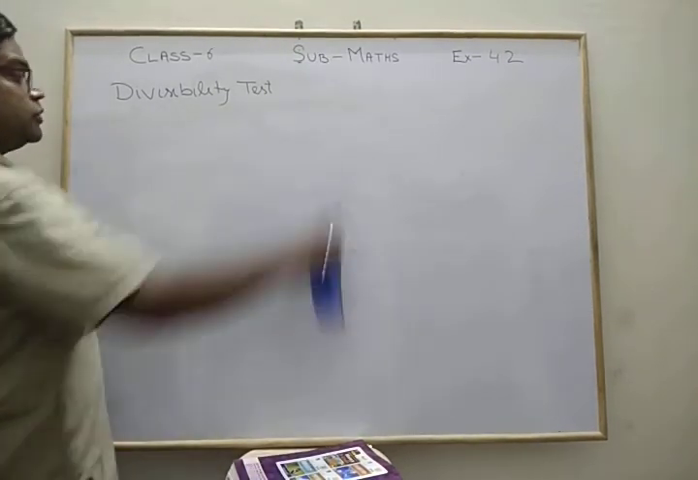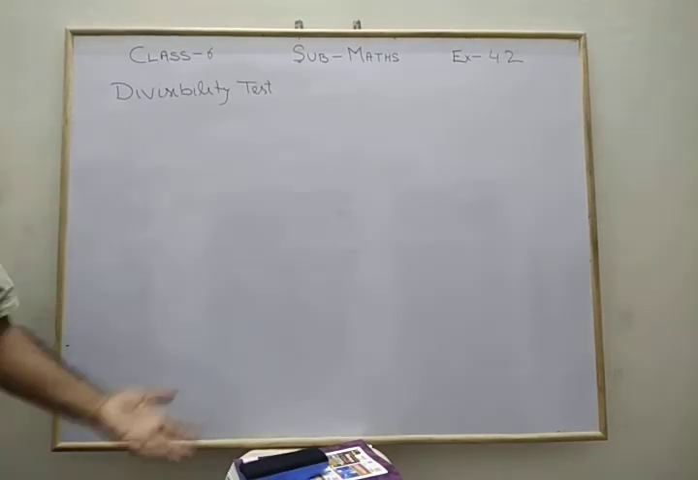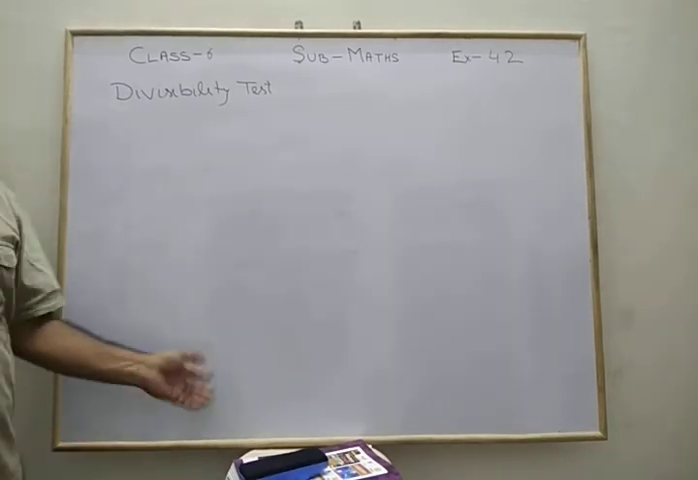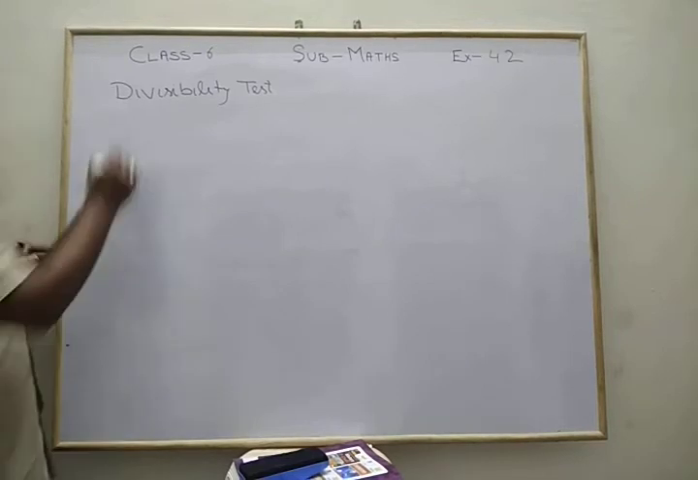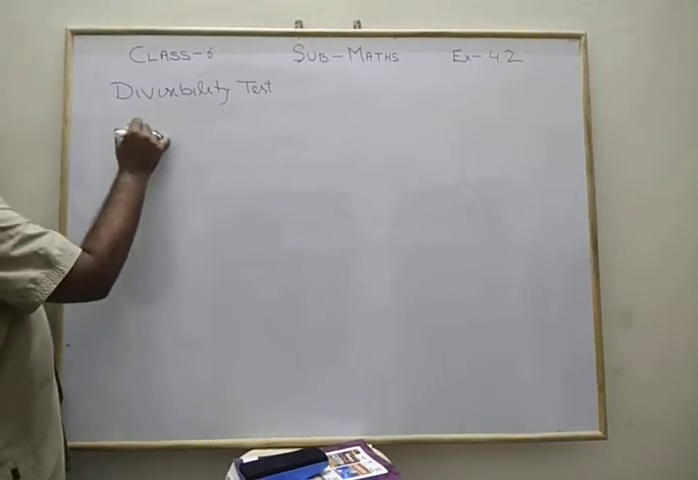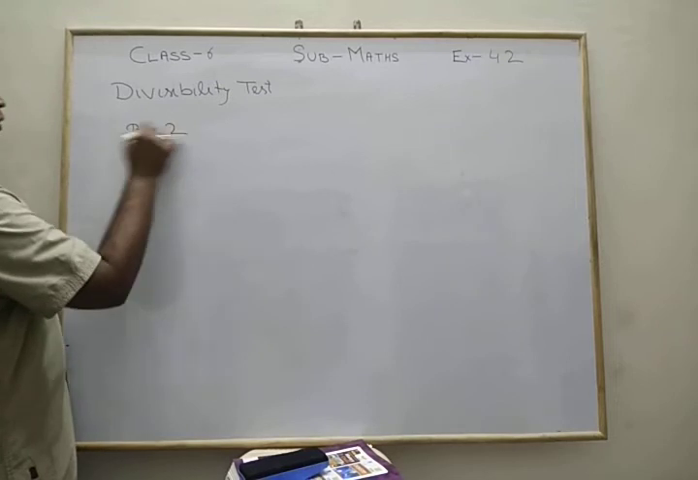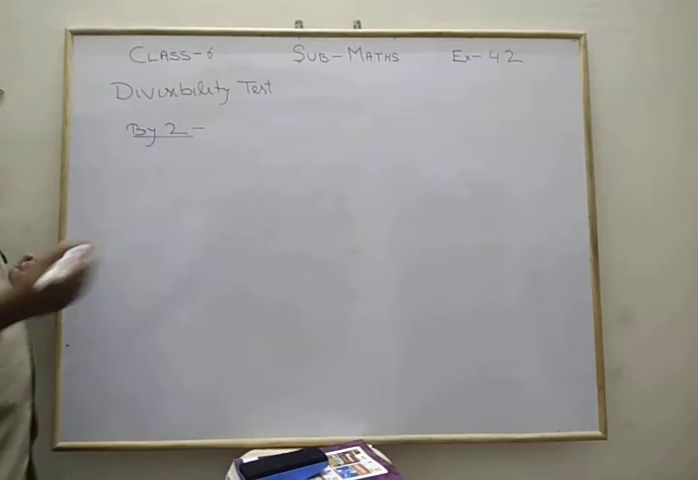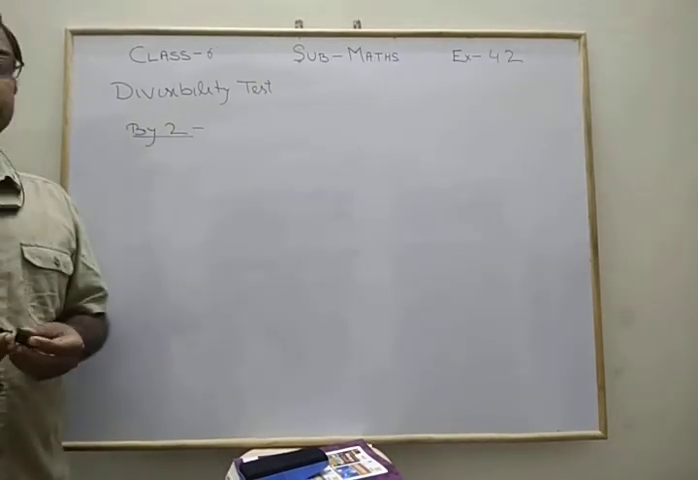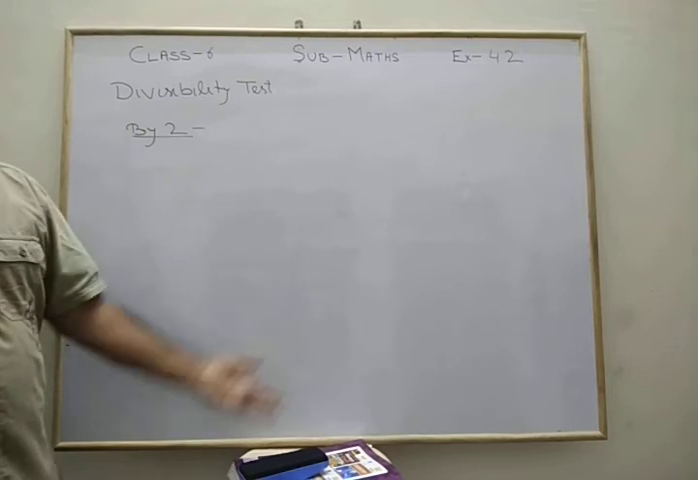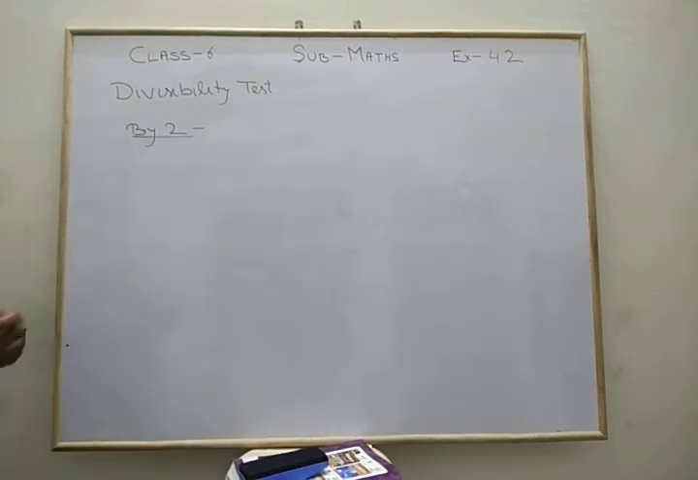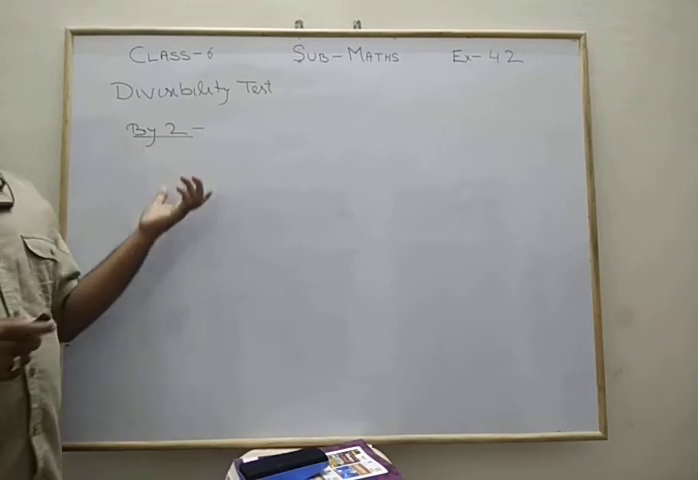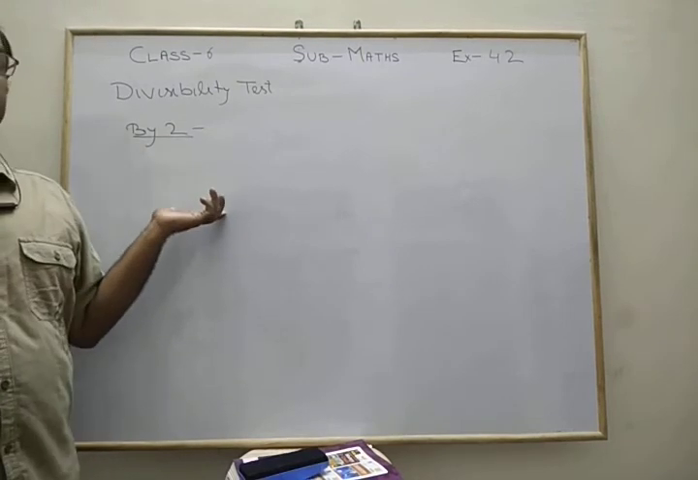One by one, we will use some numbers and check what property we use to find whether a number is divisible by them or not. First, by 2. We all know that every number is divisible by 1, so we need not discuss 1, but 2. How do we find that a given number is divisible by 2 or not?